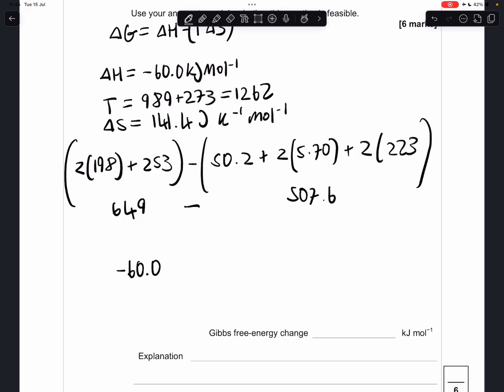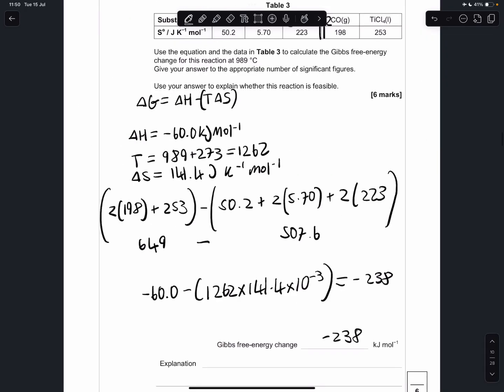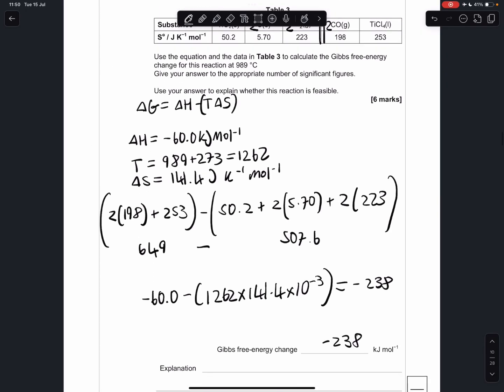And then that is going to be minus our temperature, 1262 times our entropy change, but we're going to need that in kilojoules, so we're going to times that by 10 to the negative 3, because that will be dividing it by 1,000, and we are therefore putting it into kilojoules. So if you put this into your calculator, you'll get your answer to be minus 238, and that is your delta G. Then it says use your answer to explain whether the reaction is feasible.